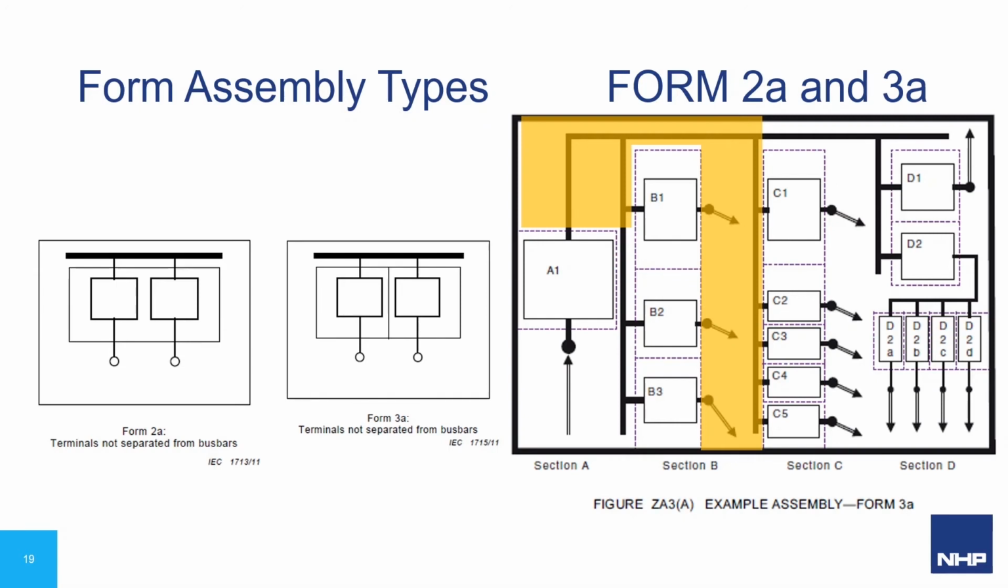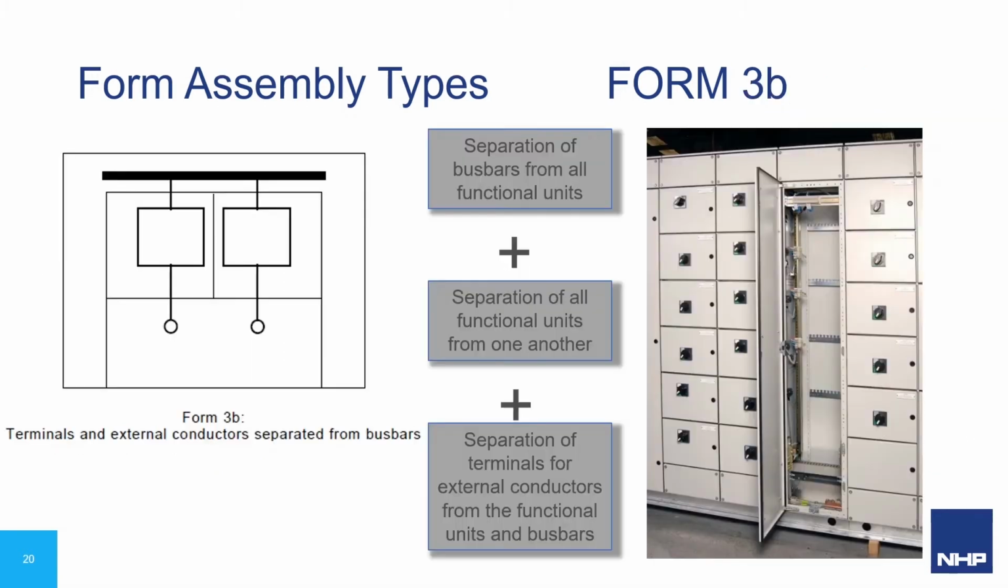Form 2A and Form 3A are rarely used in practice. By definition, they do not require separation of the terminals for external conductors from the distribution bus bar, so it would give little advantage from an arc fault mitigation standpoint. Form 2B is rarely specified for standard construction. We will address Form 2BI when discussing alternate means of construction.